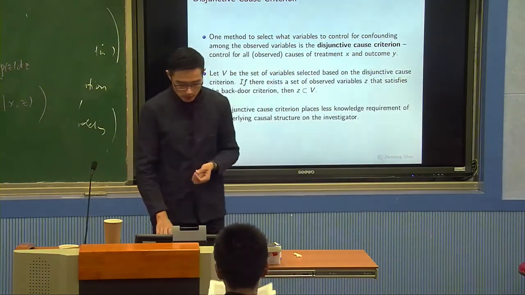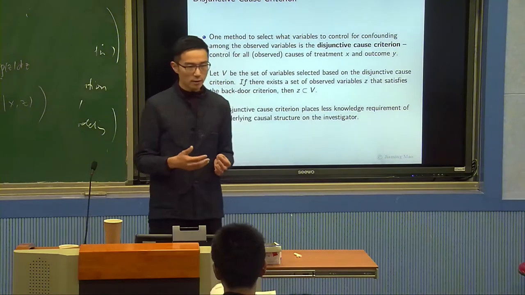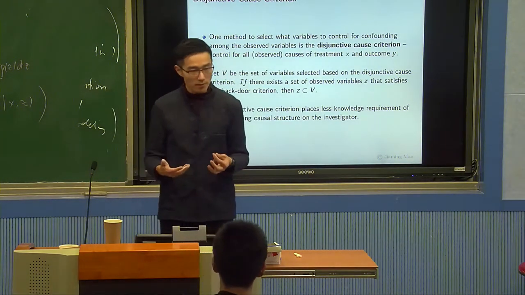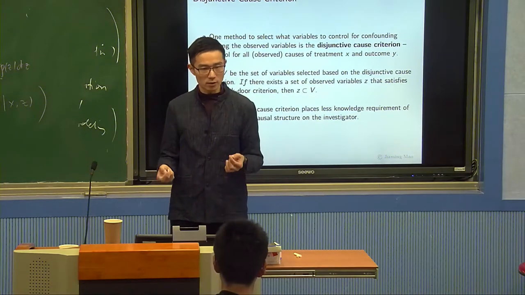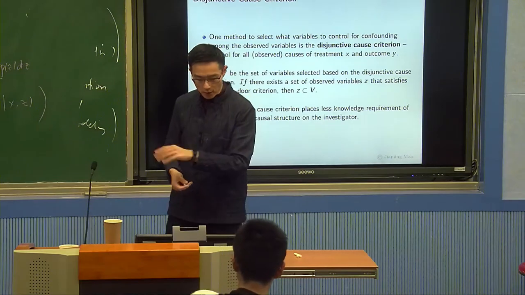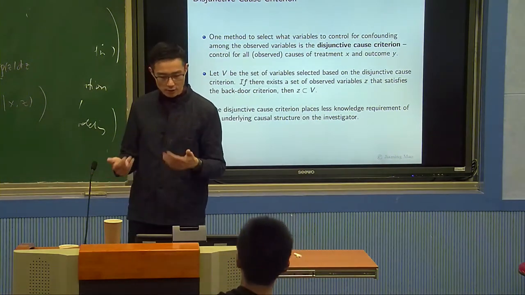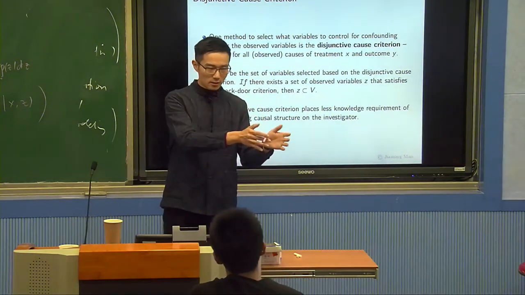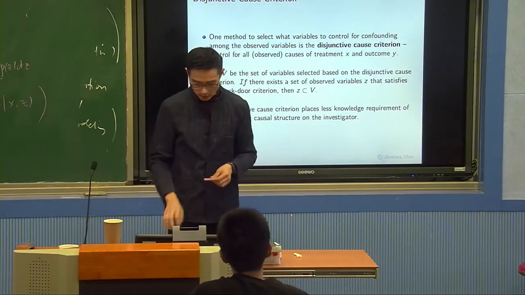It's very simple. This disjunctive cause criteria is useful because it places less knowledge requirement on the underlying causal structure. You still need to know what causes X and what causes Y, but at least you know that if there is a Z that can satisfy the backdoor criteria, it's in this union of the causes of X and Y.